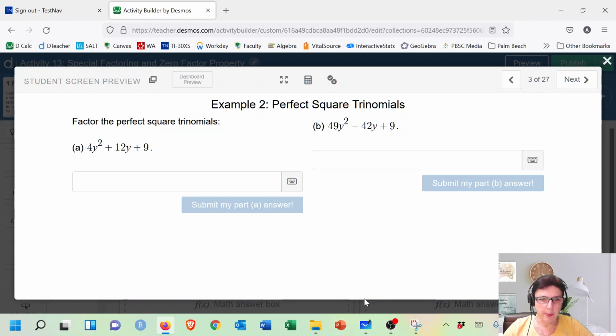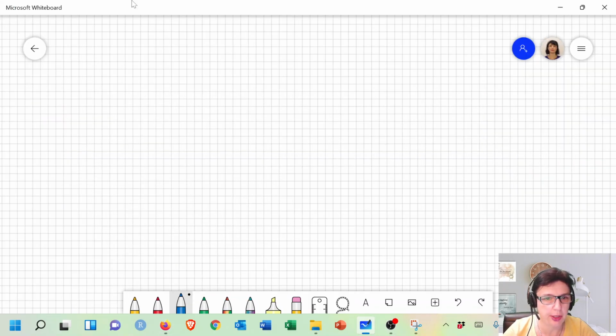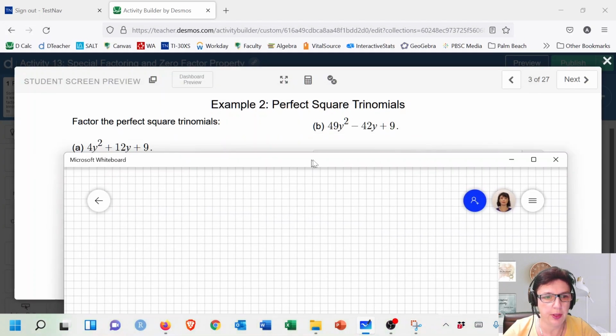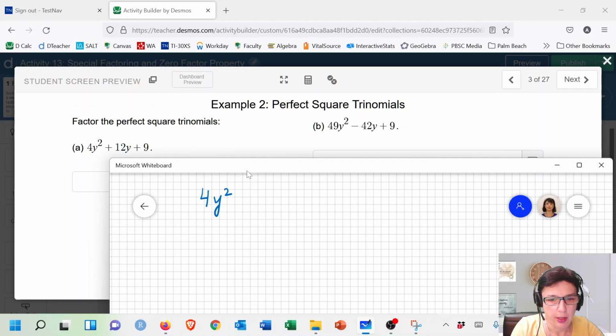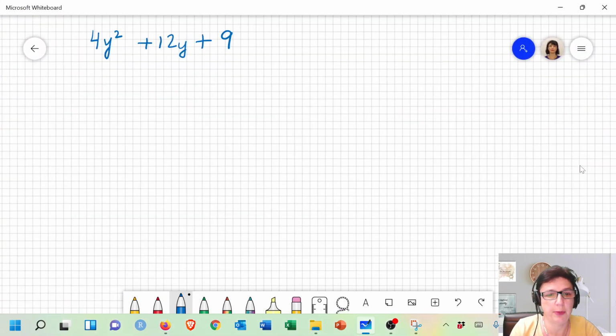Okay, let's look at a couple more examples of factoring perfect square trinomials, and there's just a little bit of a difference with these two examples as compared to the previous ones. So you've got 4y squared plus 12y plus 9, and you are told this is a perfect square trinomial and you need to factor it.